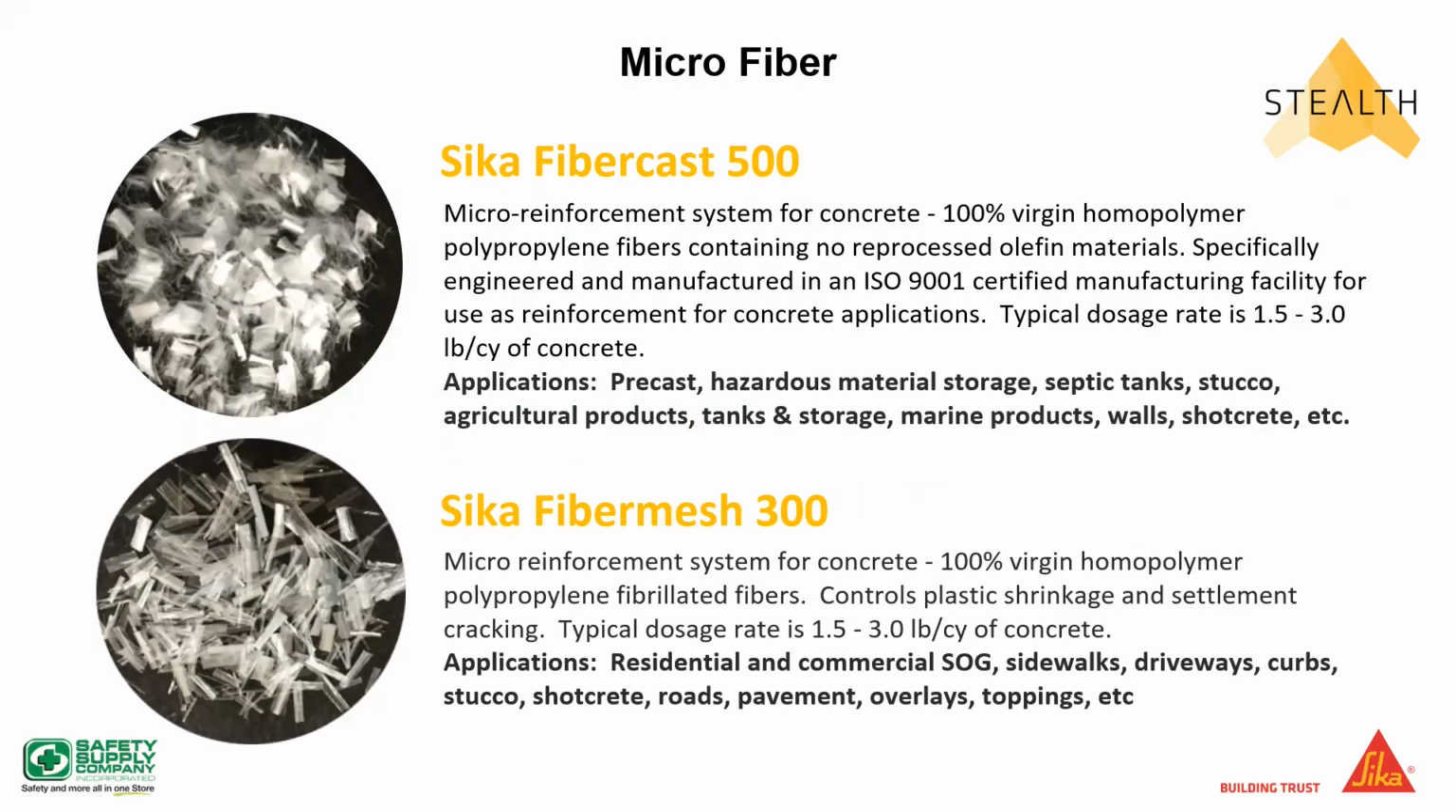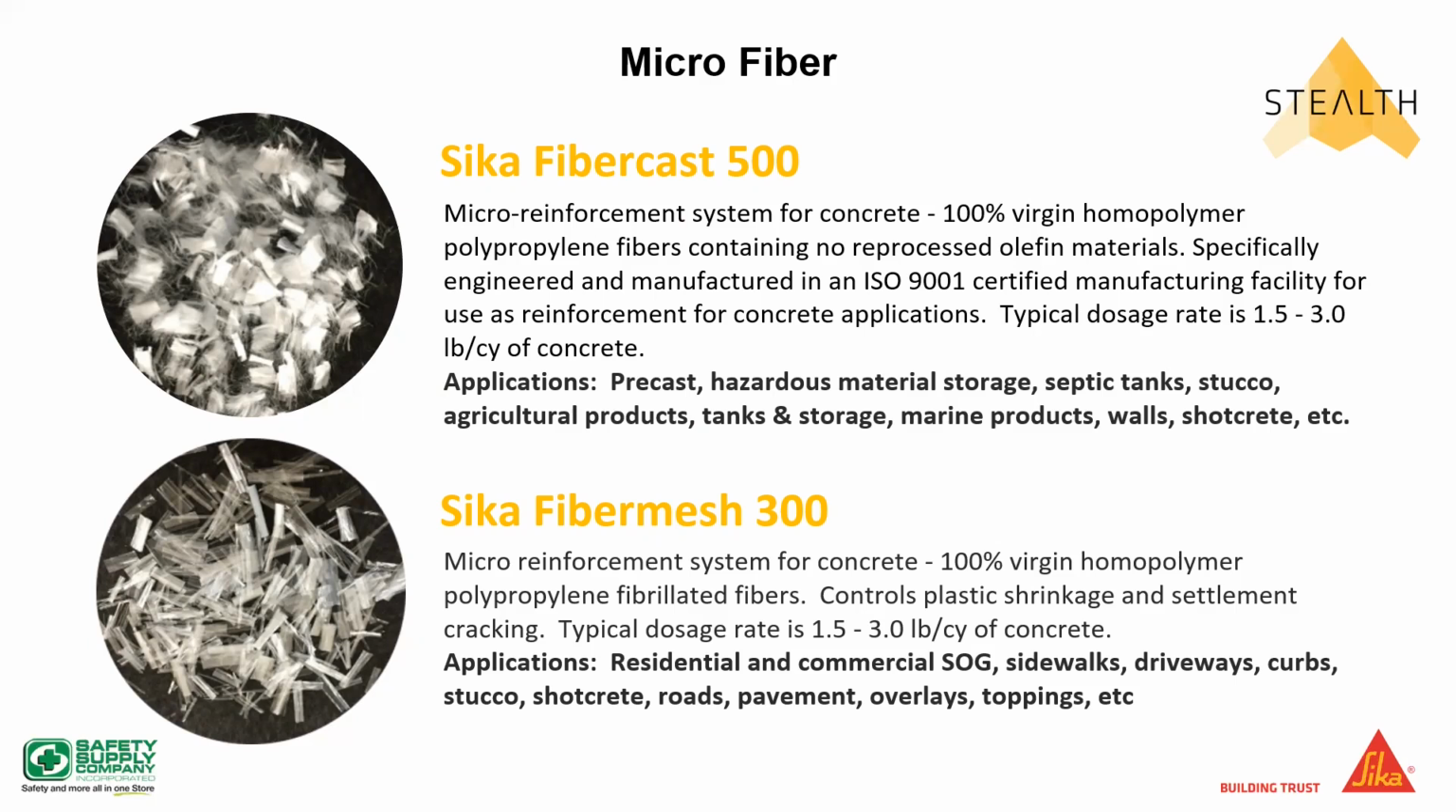Now, as far as the two products that Safety Supply has ordered in the past, and maybe some of you there have used them, are these two products here, the Sika Fibercast 500 and the Sika Fibermesh 300. The difference between these two: the Fibercast 500 is more of a monofilament, and if that term sounds familiar, think of a fishing line when you hear monofilament. Whereas the Sika Fibermesh 300 is our fibrillating fiber.